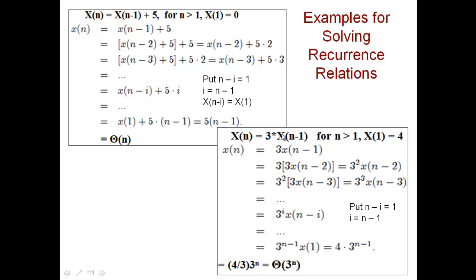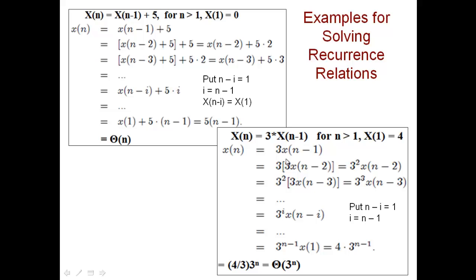So x of n minus 1, replacing n with n minus 1, is going to be 3 times x of n minus 1 minus 1, which is x of n minus 2. So x of n minus 1 is 3 times x of n minus 2, and we have a 3 outside, so that is 3 squared times x of n minus 2. Now again we can replace n with n minus 2. That's going to be x of n minus 2 is 3 times x of n minus 2 minus 1, that is x of n minus 3. And we have a 3 squared outside, so 3 squared times 3 is 3 cubed. So x of n is 3 cubed times x of n minus 3.